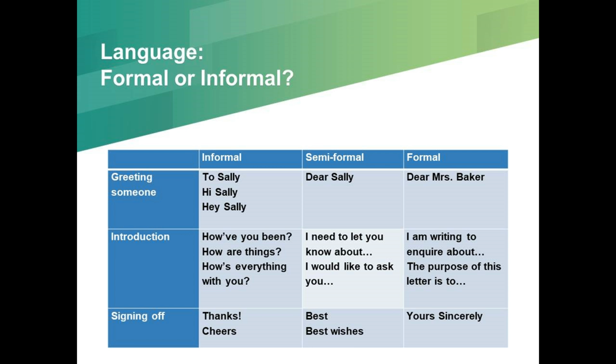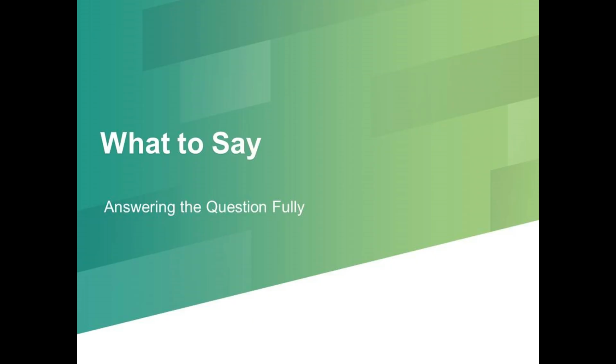One more thing to consider about the tone of a letter is the actual language you would use in the body of the letter. Generally speaking, for informal letters to friends or family, you can use slang and contractions. Contractions means changing I have to I've and so on. But for semi-formal and formal letters, it is best to avoid these things.